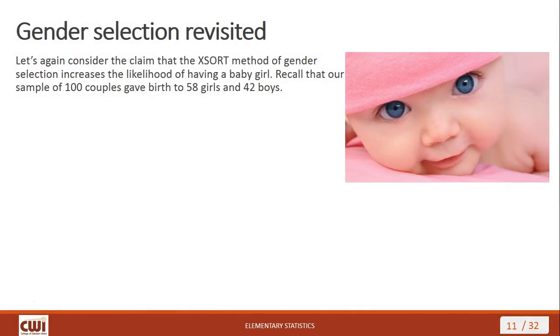First, let's look again at our example and apply what we've learned so far. Let's again consider the claim that the XORT method of gender selection increases the likelihood of having a baby girl. Now remember, for the 100 couples that gave birth, each gave birth to a child, 58 were girls and 42 were boys. So, from the chart on the previous slide, we're dealing with proportions, so our test statistic is what you see here.